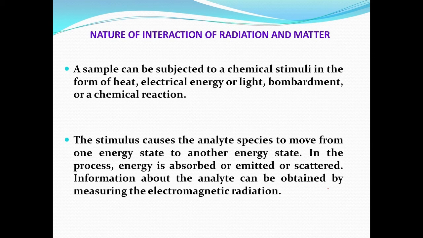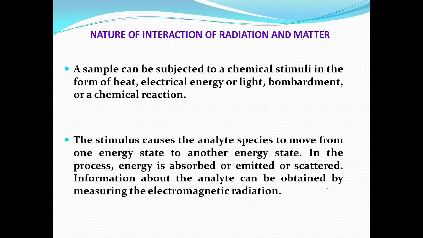So, with the stimulus, what happens? What happens when the stimulus is given? The analyte species move from one energy level to another energy state. If you increase the temperature, they go to the higher energy state. If you decrease the temperature, they go to the lower energy state. In the process, energy is either absorbed or emitted or scattered also. So, information about the analyte can be obtained by measuring the electromagnetic radiation.